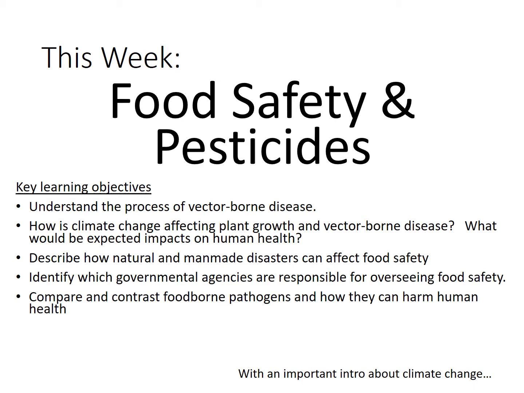How climate change is affecting plant growth and how that's influencing vector-borne disease. So we'll want you to make some predictions there. And then how some of these disasters that we're going to be able to see now and in the future might affect food safety. There are government agencies that oversee all of this. So how might that work, especially when you start to put in disasters and some of these other conditions?